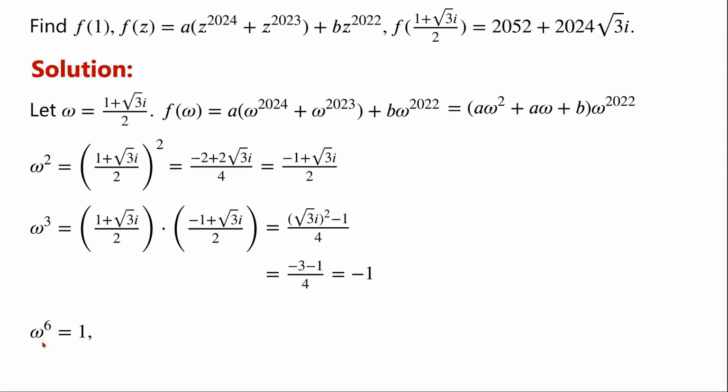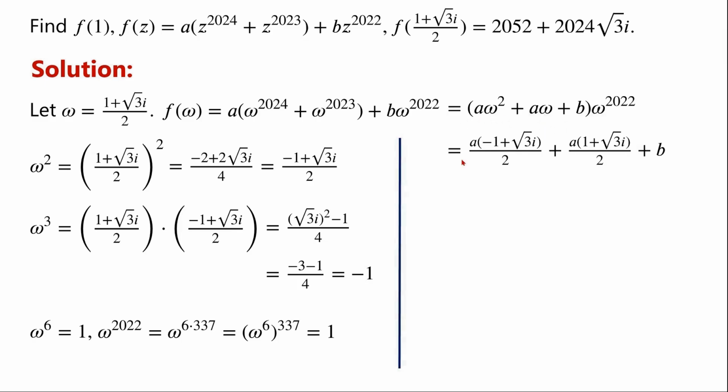Thus, omega to the power of 6 equals negative 1, all squared, which is 1. Omega to the power of 2022 equals omega to the power of 6, times 337, which is equal to omega to the power of 6, all to the power of 337, which is equal to 1. Next, we substitute omega squared, omega, and omega to the power of 2022 into this expression.